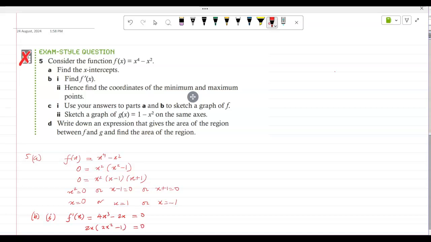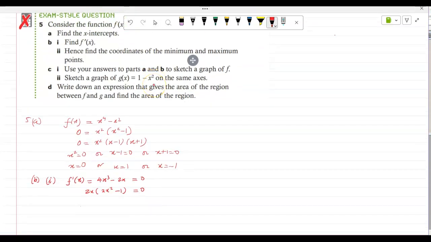So what are the answers you got? You got x is 0 also, no? x 0, y 0. Correct, x is equal to 0. And you plug in half. 2x square minus 1 is equal to 0. 2x square is equal to 1, so x is equal to plus or minus 1 over root 2.